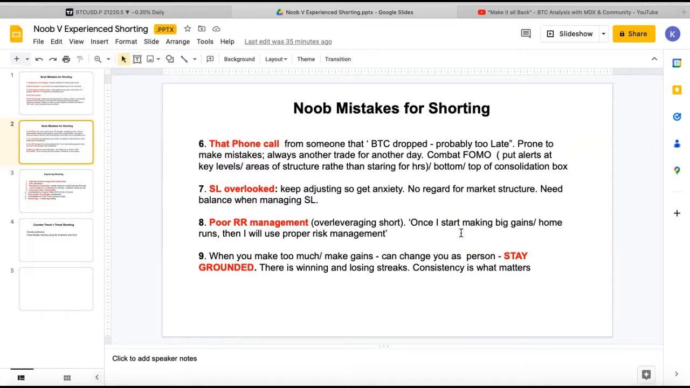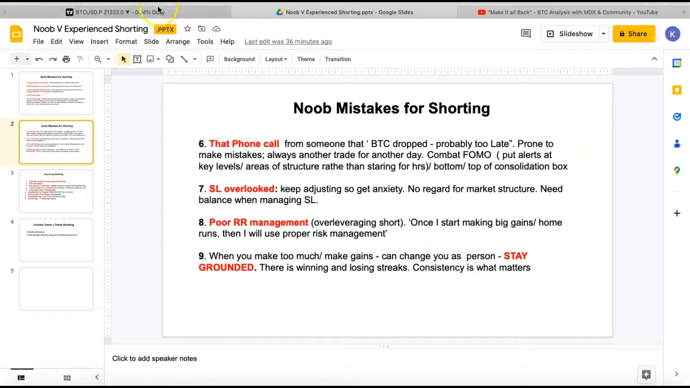And there is a tendency for people to think, once I start making big gains and home runs, then I will use proper risk management. But I disagree. You have to start using risk management properly initially, and then the income and money will follow generally. And if you think about it, if you can't manage $1,000 sensibly, how do you know you're going to manage 100k sensibly, or $1 million sensibly?